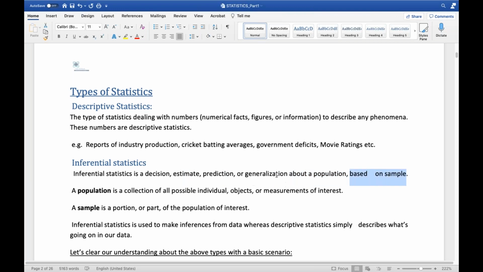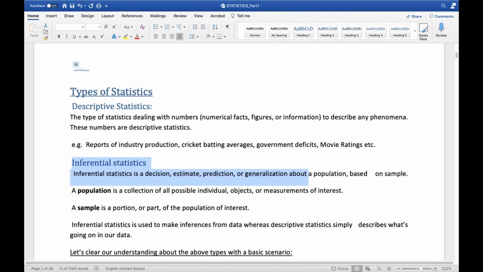based on a sample. So if you have some sample data, based upon that sample data, we are going to estimate the population. We are going to take decisions on the population. We are going to predict the population. We are going to generalize about the population. So this kind of thing we can do on the data with the help of sample data. That we call inferential statistics.